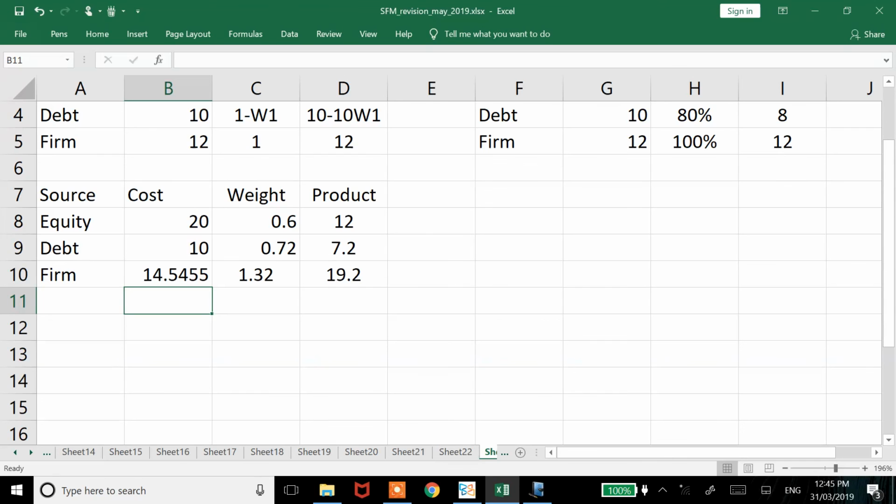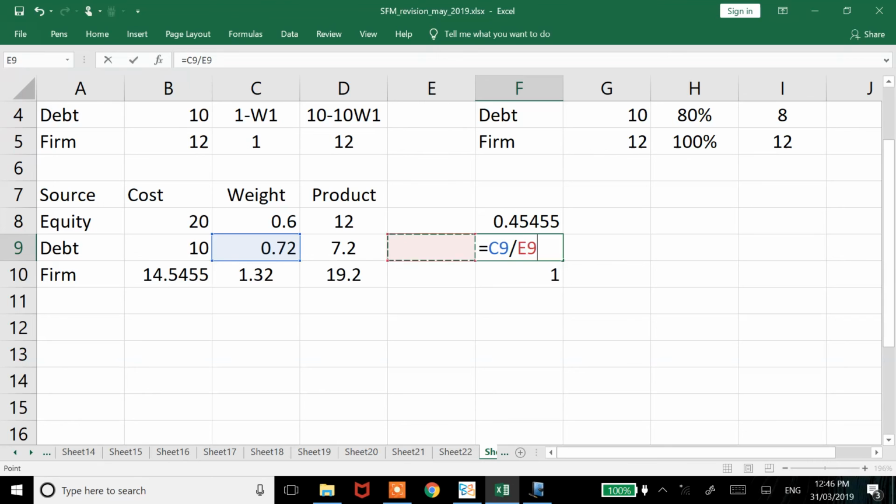Other parts will remain the same. Your cash flow will remain the same. Growth will remain the same. Just that a wrong WACC was used. It need not add up to 1. It adds up to 1.32. If you want to add it up to 1, then you will have to say that 1.32 is equal to 1, 0.6 is equal to what? So I'll have to divide by 1.32.